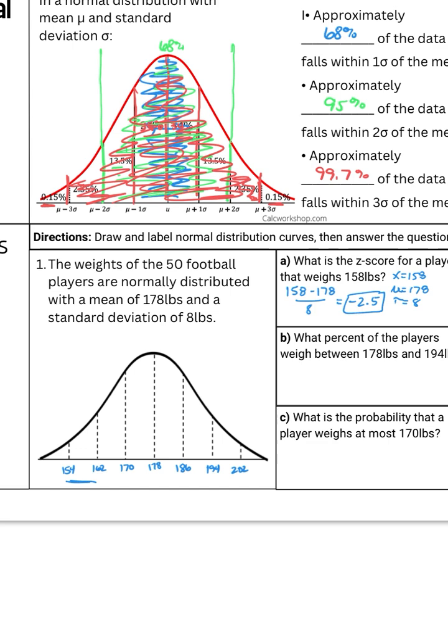So the Z-score is approximately right in the middle. So that means that data point is right in the middle. What percent of the players weigh between 178 and 194? Well, thankfully, that is labeled. So 178 to 194. So we said earlier that this is half of 68, which is 34% here, and 13.5% here.